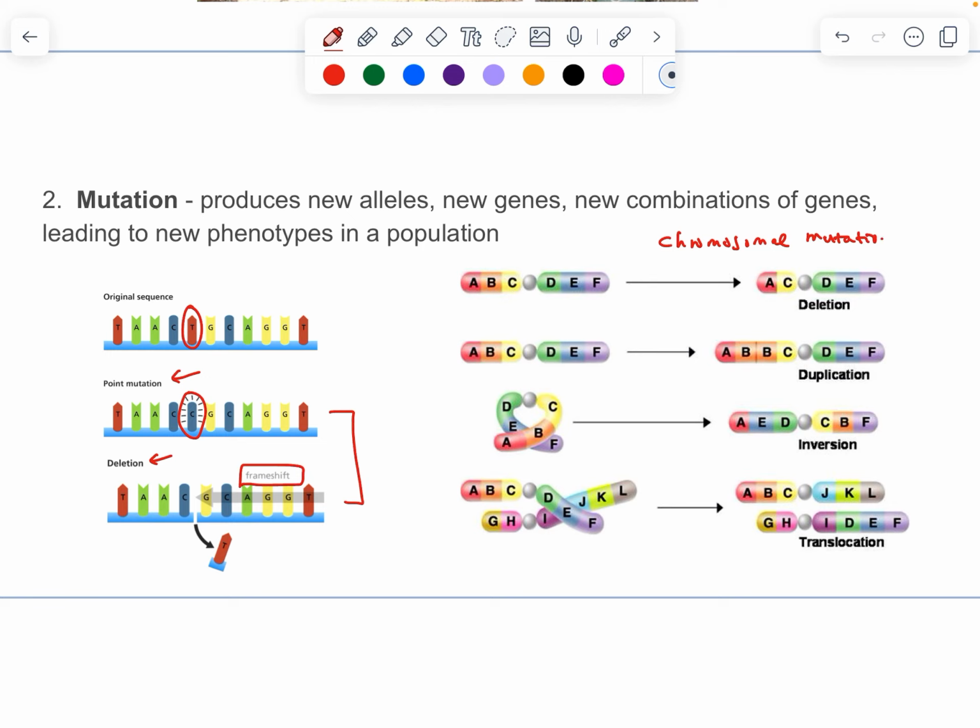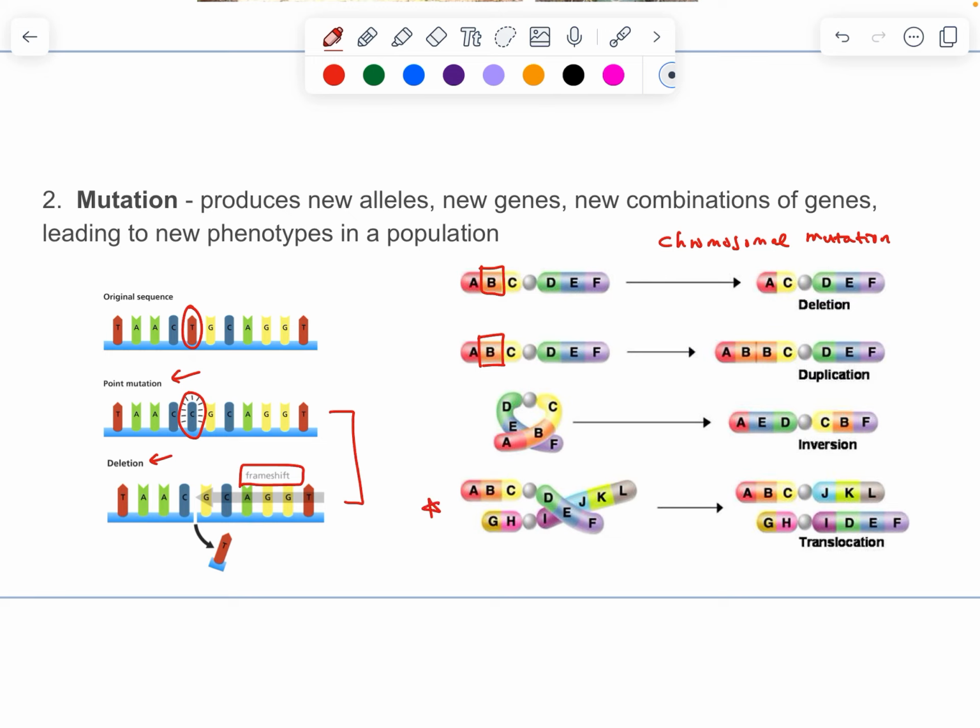Chromosomal mutations. So this diagram shows 4 different types of chromosomal mutations. Deletion is when a section of the chromosome entirely gets deleted. Duplication is when a section of chromosome gets copied. Inversion is when the order and sequence of the genes becomes jumbled up.